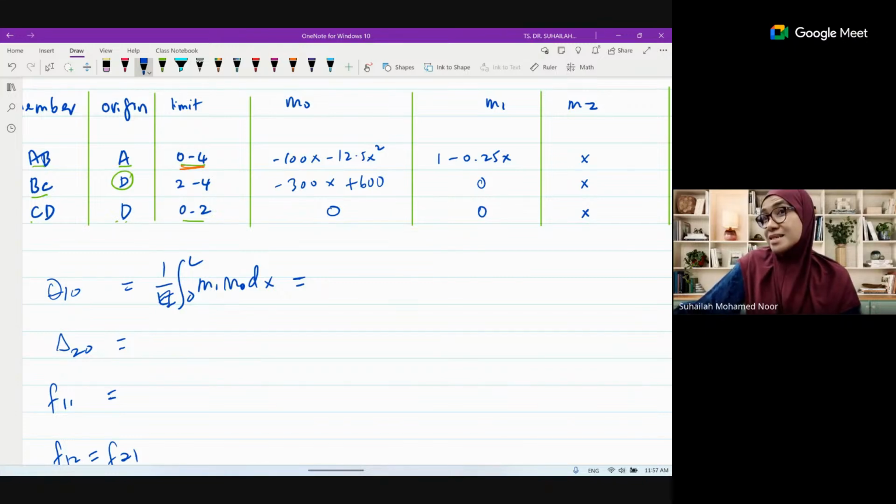Apa? Integrate. Integrate guna calculator? Boleh? Macam mana last time you buat deflection? Tak guna calculator? Kenapa tak guna calculator? Manual. Ya betul pakai manual. Betul ke pakai manual? Betul.